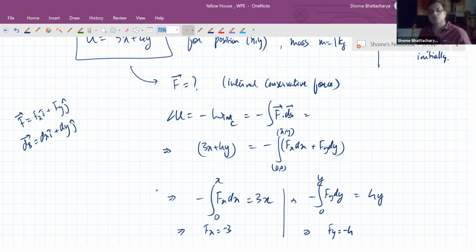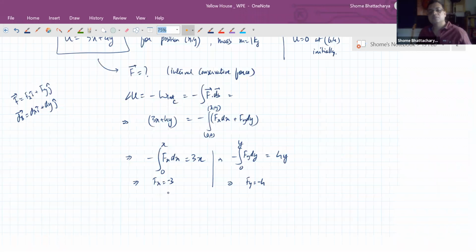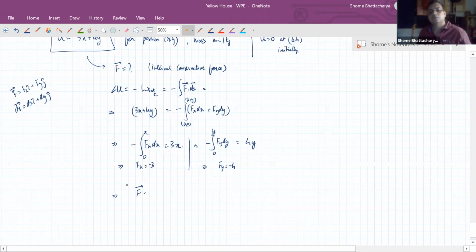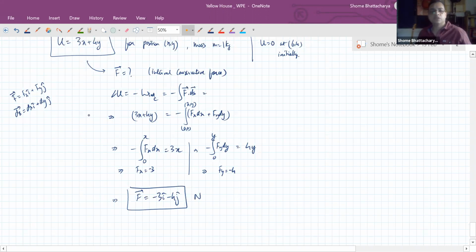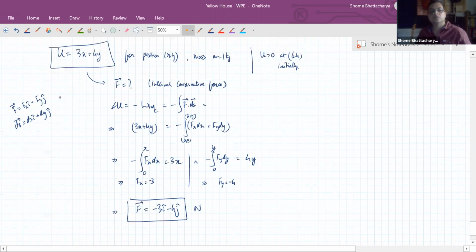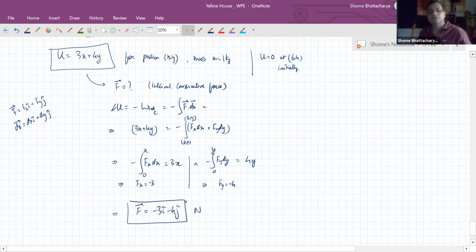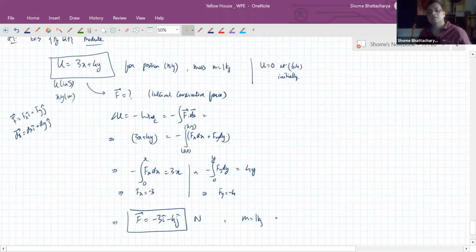We know that the force is minus 3 i cap minus 4 j cap. This will be the force in newtons because this was the potential energy in joules, where xy was in meters. The units are SI units. Okay, and the mass of the body is 1 kg. So the acceleration of the body is force divided by mass. The acceleration is minus 3 i cap minus 4 j cap in meters per second square.